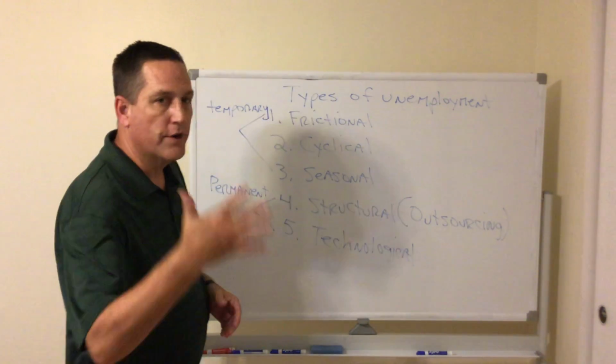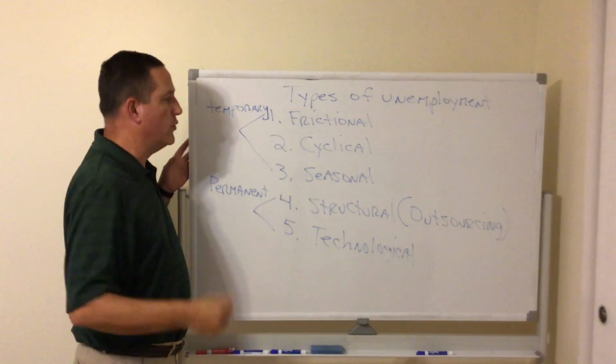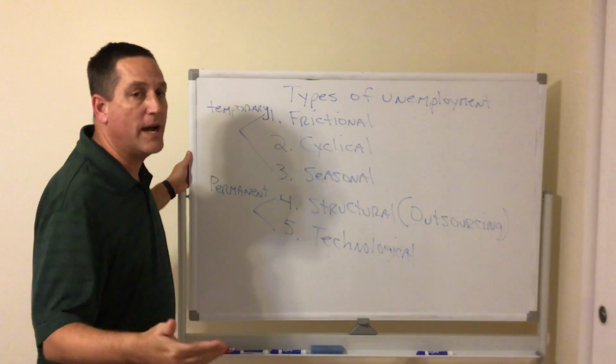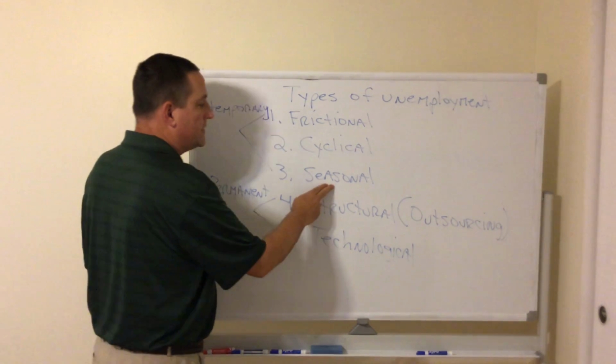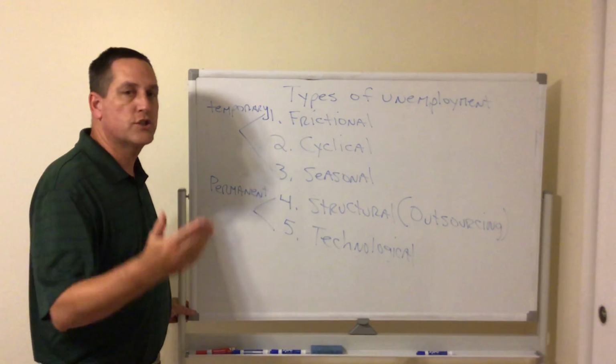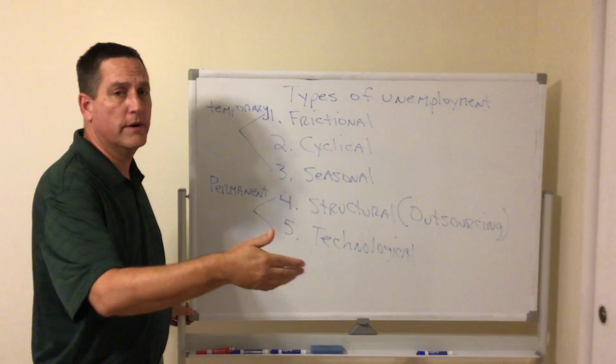Okay? So your 5 types of unemployment: frictional, the worker that's between jobs; cyclical, the worker that loses his job or her job because of a recession; seasonal, because you're unemployed because it's the wrong time of the year. You're a construction worker in the winter or a lifeguard in the summer. I'm sorry, a lifeguard in the winter.